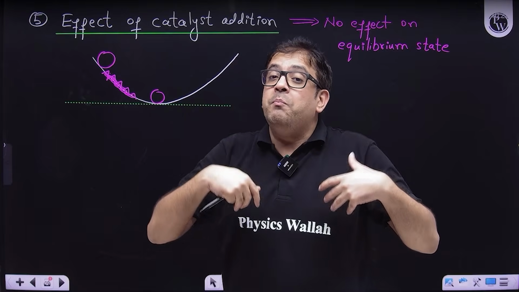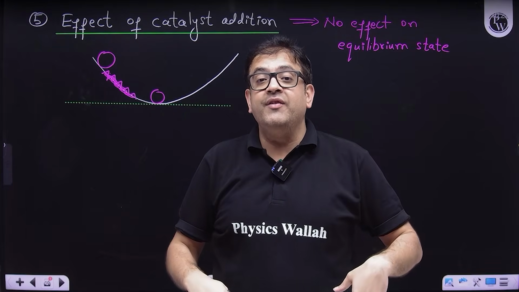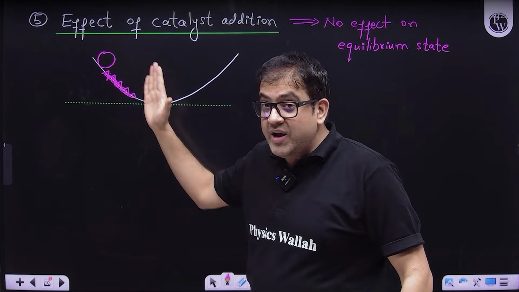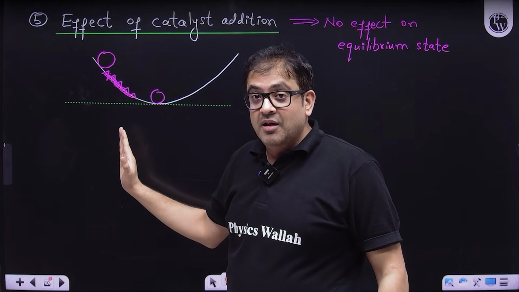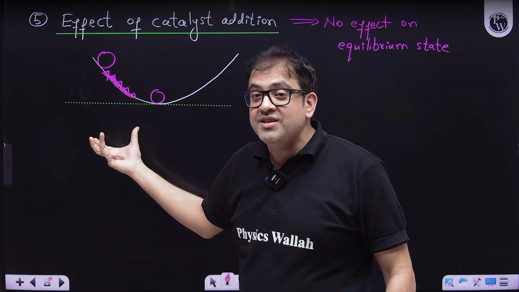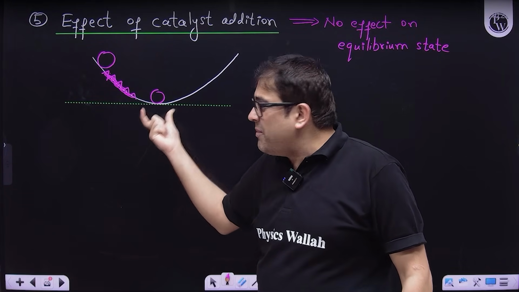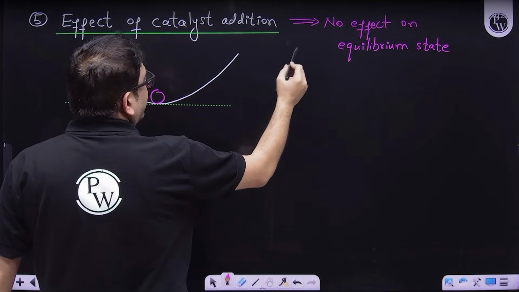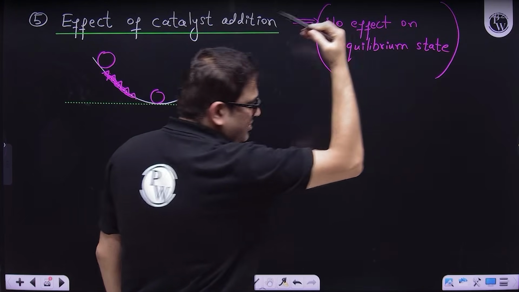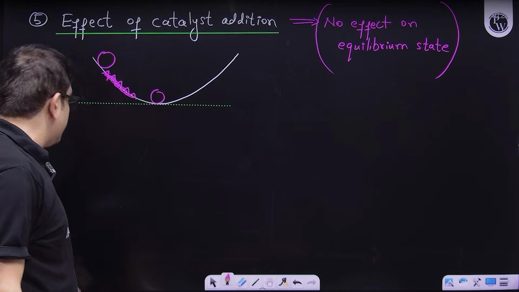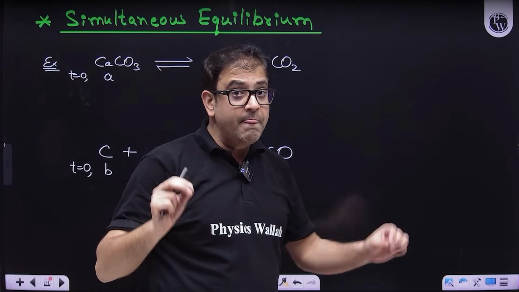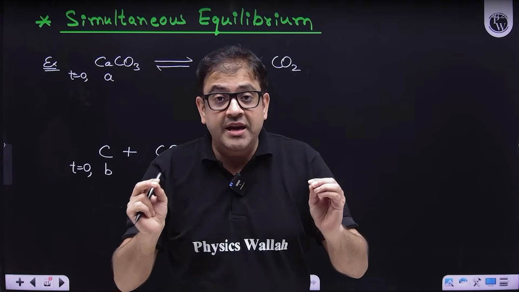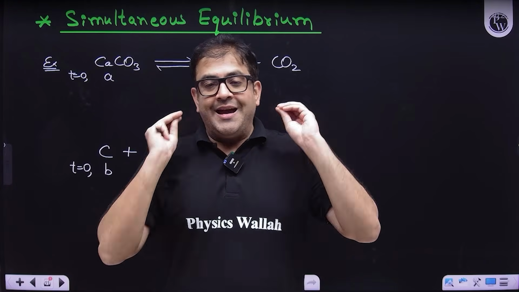So even if you use a positive catalyst or a negative catalyst, the reaction will always reach equilibrium. The time to reach equilibrium will change. But does this equilibrium have anything to do with the catalyst used? No, sir. Actually, it has no effect. This is also asked many times. Simple logic. Moving ahead. Now, again, some question-based stuff. What is simultaneous equilibrium?